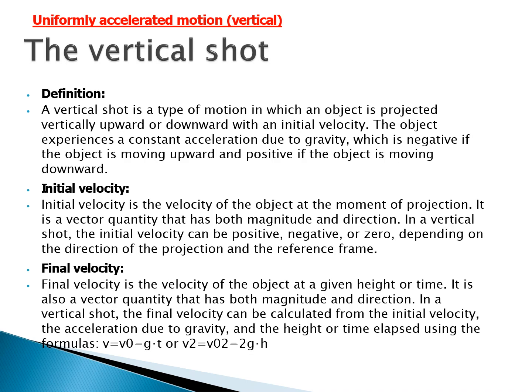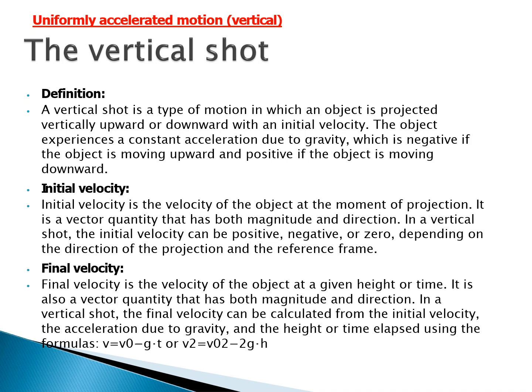Uniformly accelerated motion, vertical. The vertical shot. A vertical shot is a type of motion in which an object is projected vertically upward or downward with an initial velocity. The object experiences a constant acceleration due to gravity, which is negative if the object is moving upward and positive if the object is moving downward.